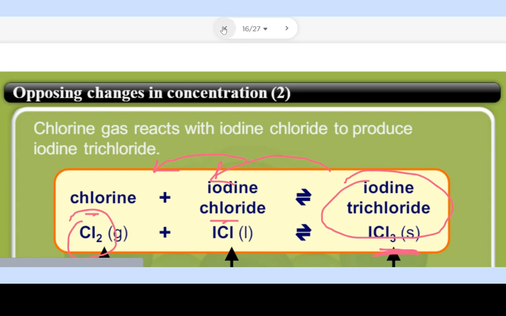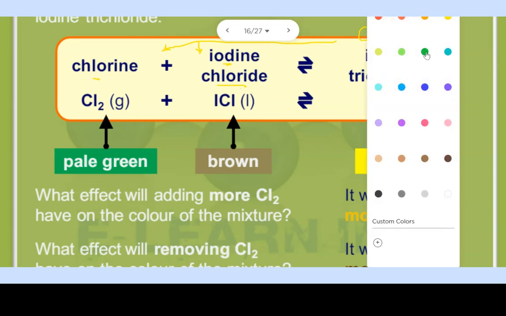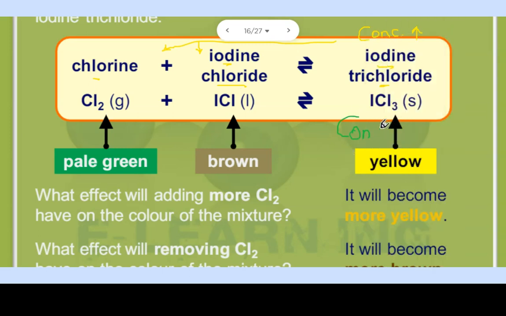Now let's practice. In this reaction, chlorine reacts with iodine chloride to form iodine trichloride. Now let's practice on concentration. What if concentration increases here? What will happen? Yes, it will shift to the other side, where it produces more chlorine and iodine chloride. Now, what if concentration decreases? Yes, it will shift to the same side to produce more iodine trichloride.